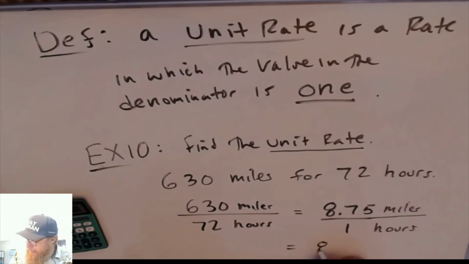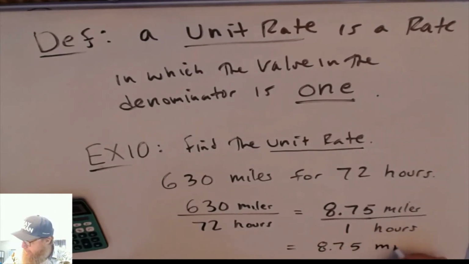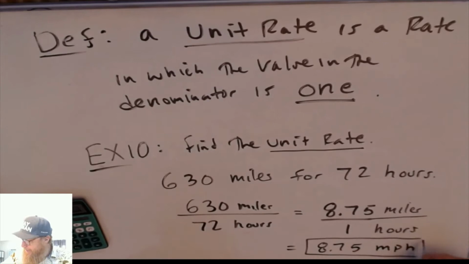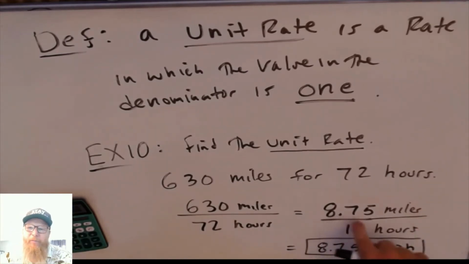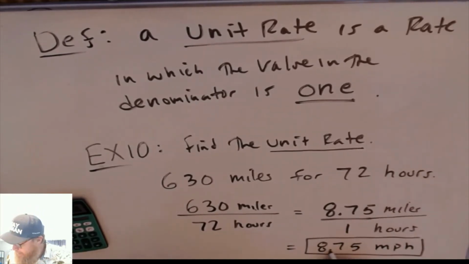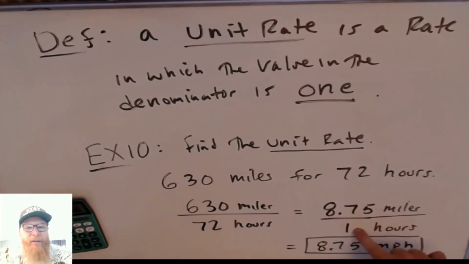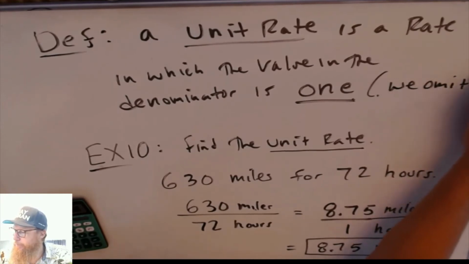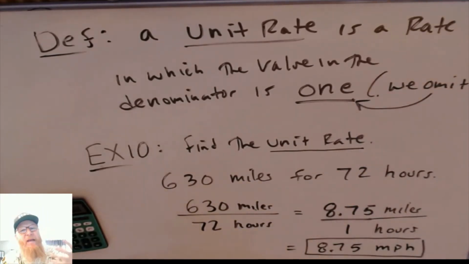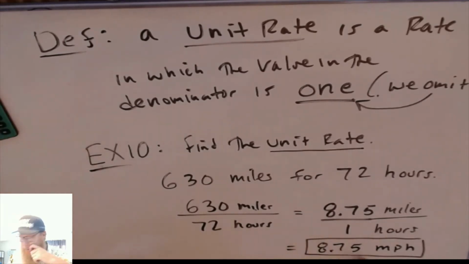So that would be 8.75 mph. Yeah, miles per hour, or miles per hours, even though the denominator is 1. When the denominator is 1, we just don't write it. So we omit the 1 from the bottom. That's pretty slow, 8.75 miles per hour.